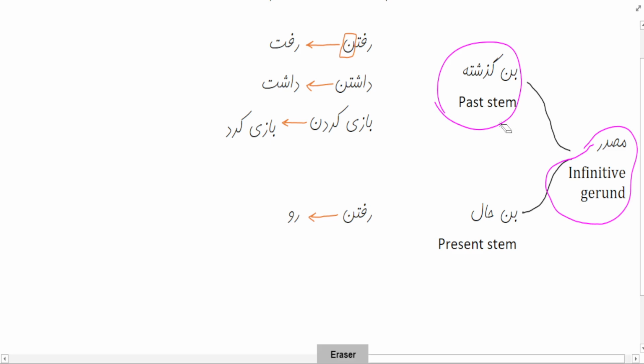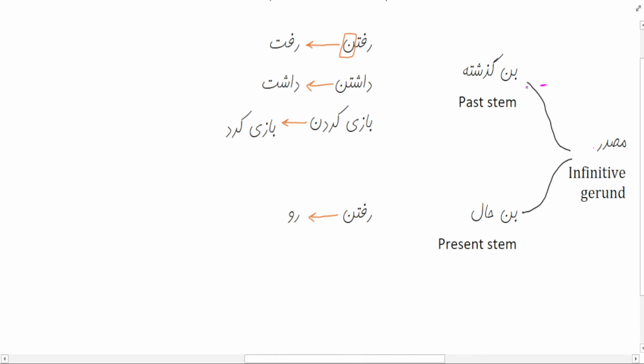This is just all about a ne, that is added or removed. So if you want to go from master to bone گذشته or past stem, you just drop the ne. For this way, you just drop the ne, that is minus ne. Okay, and for going from this guy bone گذشته to master, you just add the ne, that is plus ne, like the reverse from this. See, raft plus ne is raftan, داشت plus ne is داشتن.